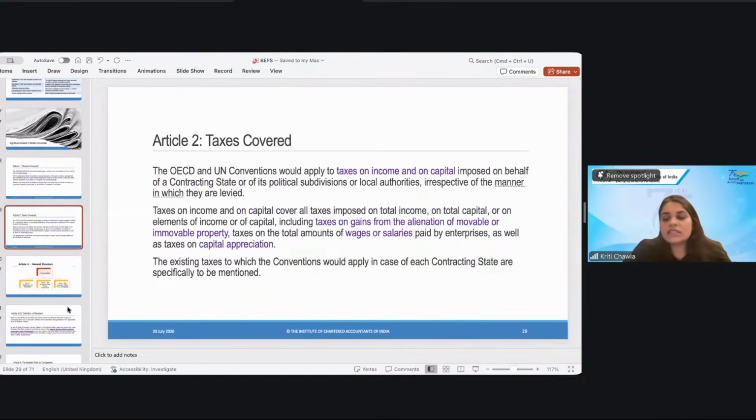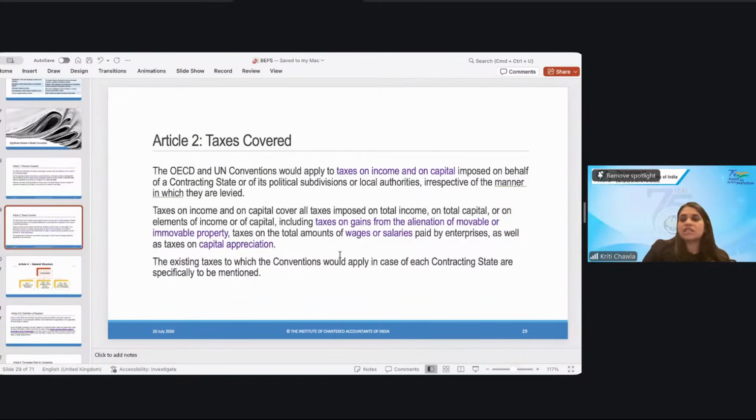Now, the second one is Article 2, which talks about taxes covered. They're really trying to say that now that you're a resident and a treaty applies to you, what is the kind of income on which the treaty will apply? Well, the OECD and the UN Convention say that the treaty is going to apply on taxes on income and on capital, which are imposed on behalf of a contracting state, irrespective of the manner in which they are levied. Taxes on income and on capital cover all taxes imposed on total income, on total capital, or on elements of income or capital.